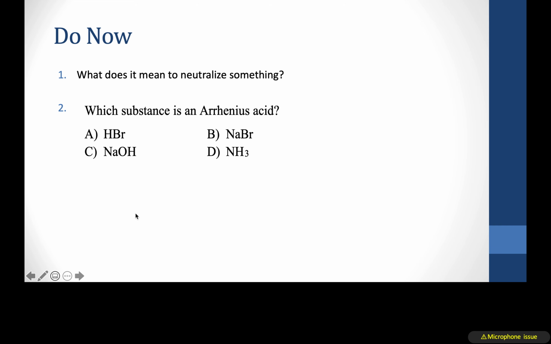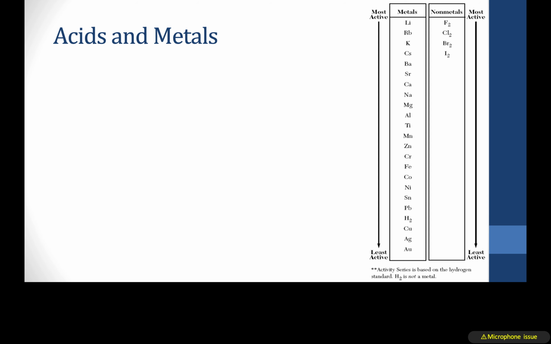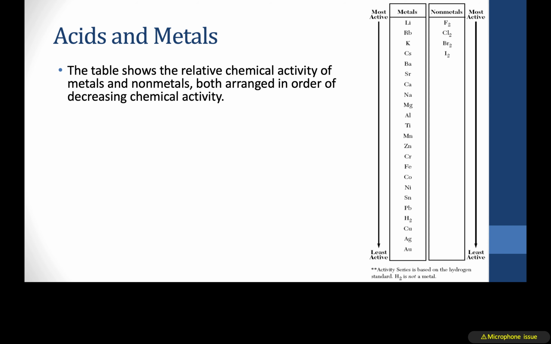All right. So let's talk about acids and how they react with metals. So a little bit of background here. Also, this table, I can't remember which table it is. I didn't include the letter, but this is in your reference table, okay? So this table shows the relative chemical activity of metals and nonmetals, all right? So we got metals on the left, nonmetals on the right. And they're arranged in order of decreasing chemical activity. So the most active metals are up here at the top, and the least active are at the bottom.